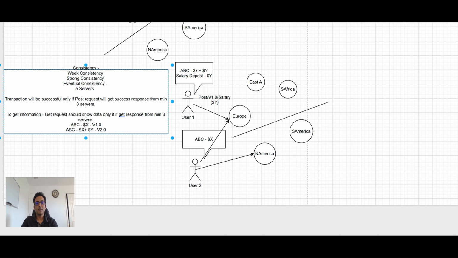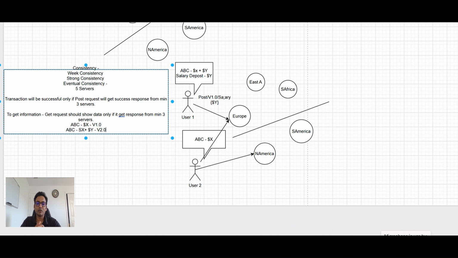So now when user 2 is fetching the data, North America is sending the data $X with version 1.0, South America is sending $X with version 1.0, but Europe is sending $X plus $Y with version 2.0. And now the system can easily see that the latest version is coming from Europe, so that is the latest data. I should pick that, and now it shows $X plus $Y.